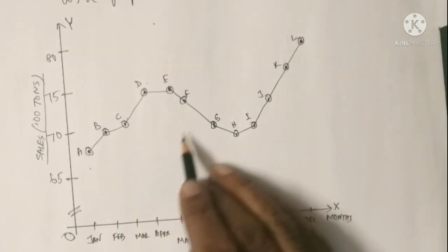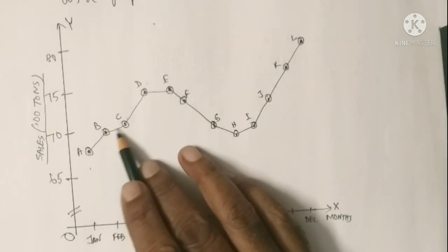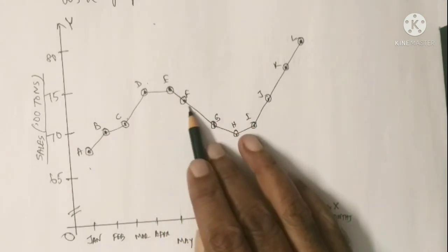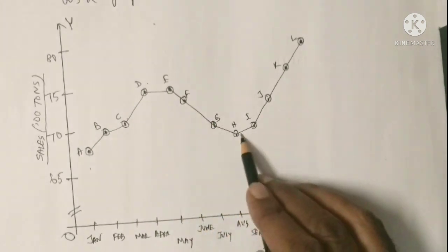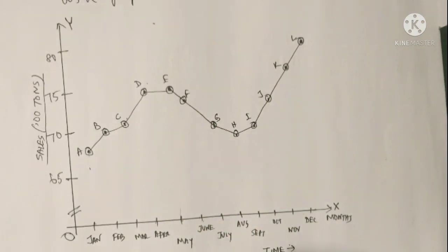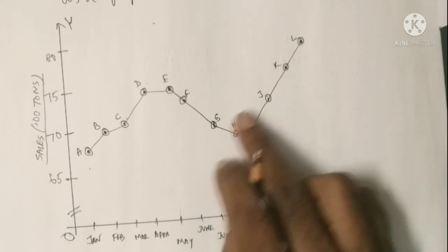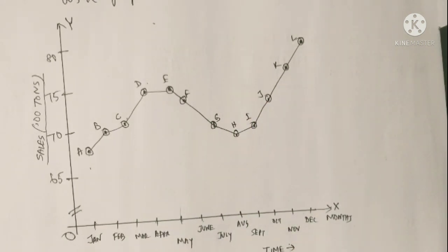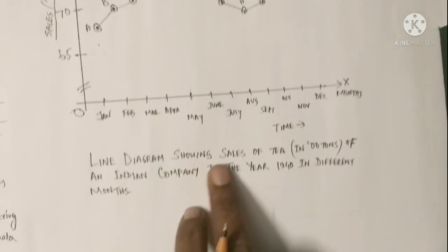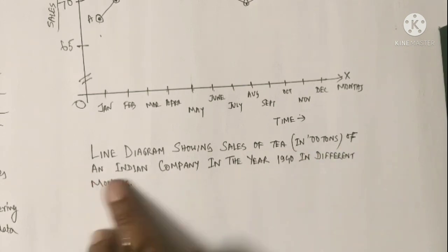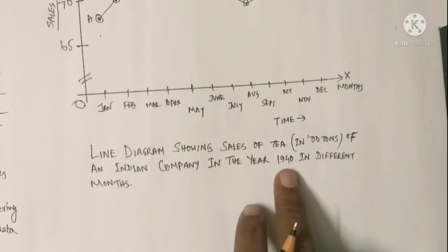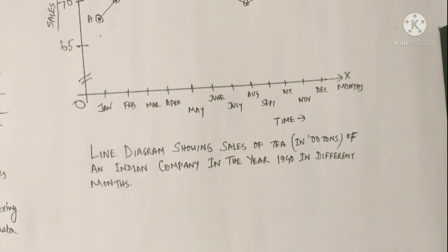And we connect all these points by small lines and joining these points we get a path A, B, C, D, E, F, G, H, I, J, K, L. This path is the line path, and this is the line diagram. This is the line diagram showing sales of tea in 100 tons of an Indian company in the year 1940 in different months. This is our discussion regarding line diagram.